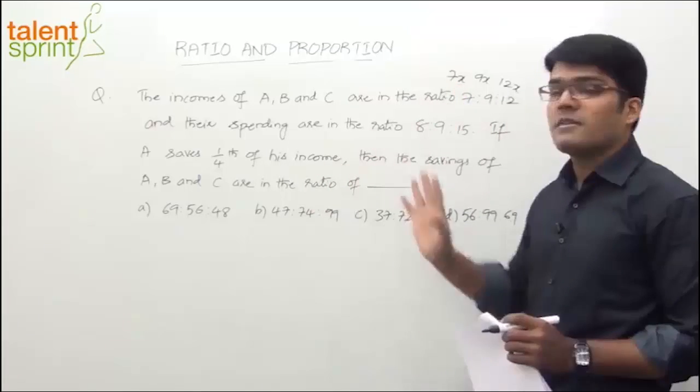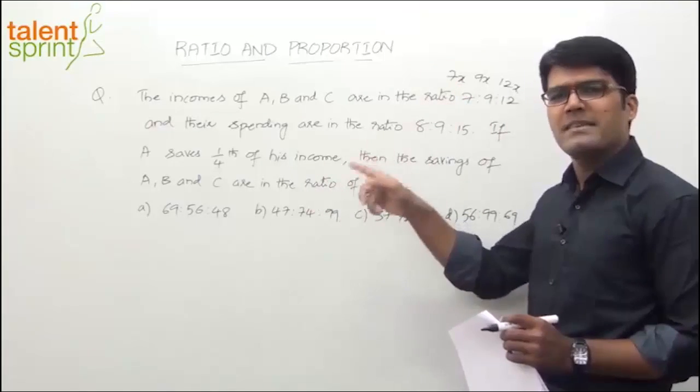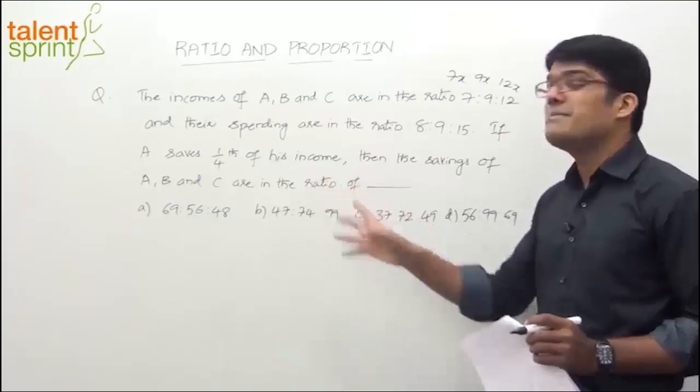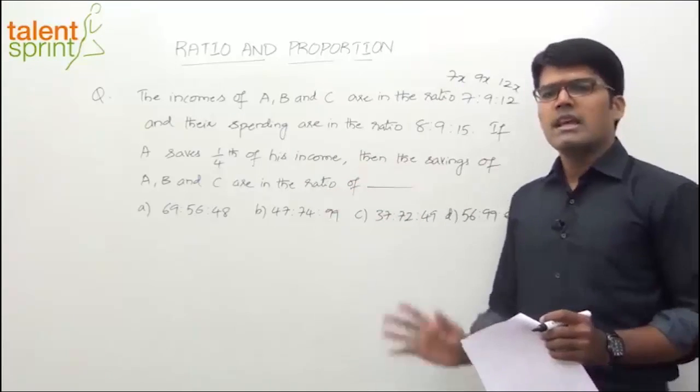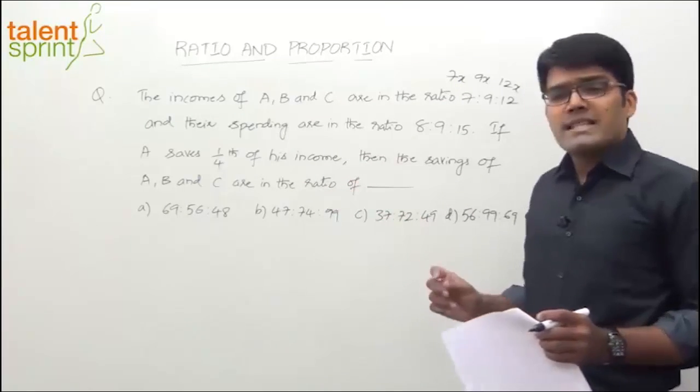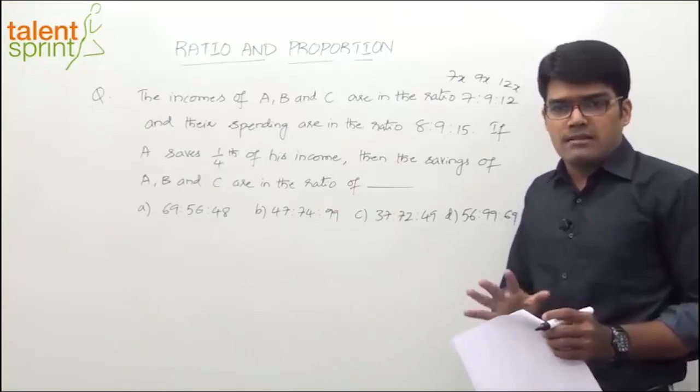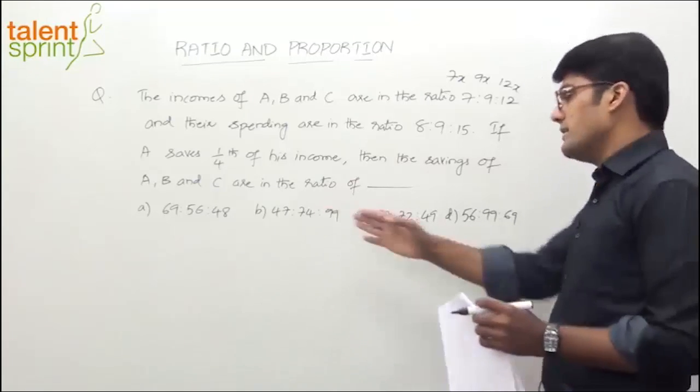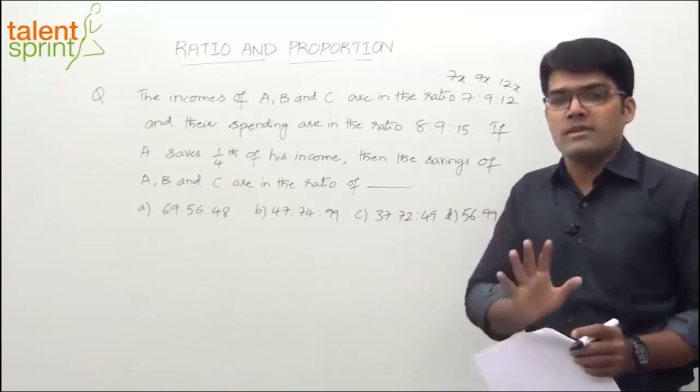7x. He saves 1/4 of it. 1/4 of that means 7x by 4. Then the savings of A, B, C are in what ratio is the question. Now, if you want to go by answer options and verify, you can easily do that. One way to verify. Probably in this case it is possible, may not be possible always. However, let me show that to you.